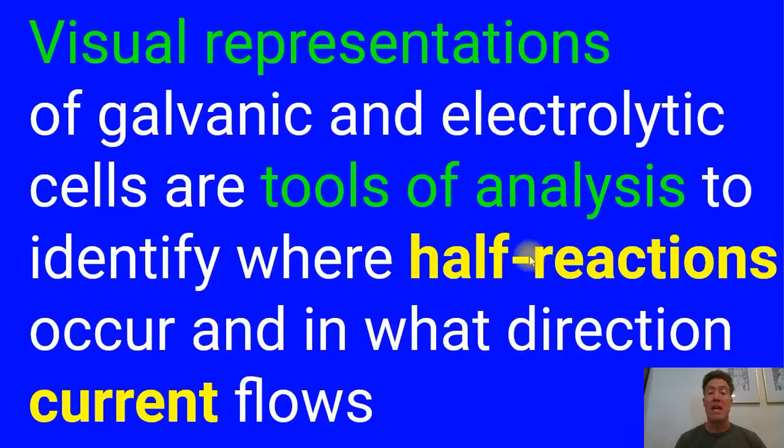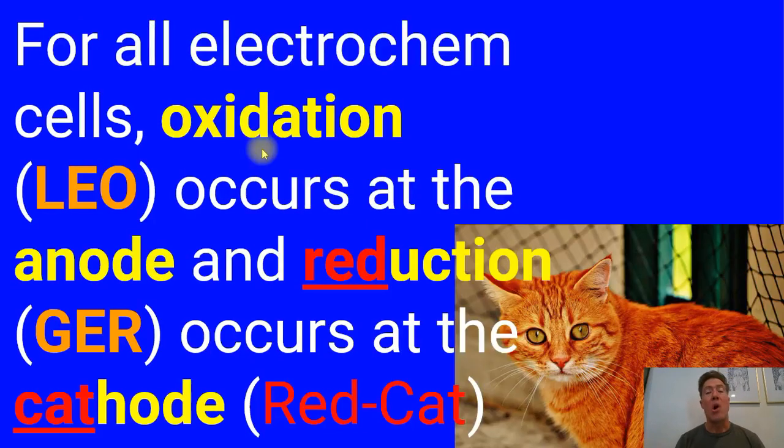So we're going to look at visual representations and see where the half reactions are occurring, what direction the electrons or the current is flowing, and so on. For all electrochemical cells, oxidation occurs at the anode. So An Ox and Red Cat, and reduction occurs at the cathode. So just remember Red Cat, and you'll always get where reduction occurs at the cathode, and therefore oxidation must occur at the anode. And that's true for both the galvanic cell and the electrolytic cell.